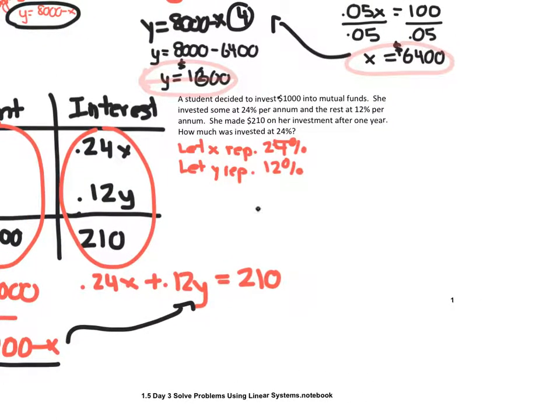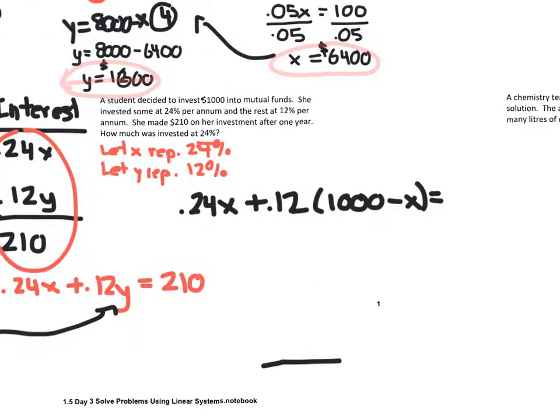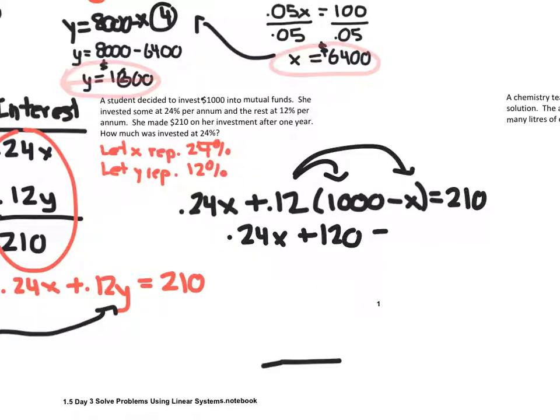So we're going to go 0.24x plus 0.12. Now again, we're replacing that y with 1,000 minus x equals 210. And we can go about this. Again, we start with the distributive property. So 0.12 times 1,000 is going to give you 120. And then we're going to be left with negative 0.12x equals 210.